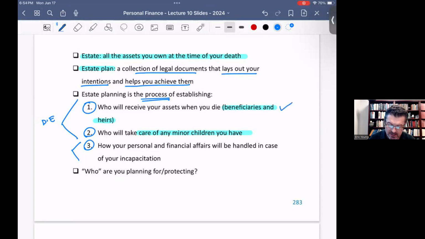So again, an estate plan is a process of answering some really important questions. Who will get your assets when you die? Who are your beneficiaries? If you have minor children when you die, who will take care of them, provide for them, and steward the assets that you leave to them? And number three, in case you don't die, but become incapacitated mentally or physically, who will take care of your personal and financial affairs?